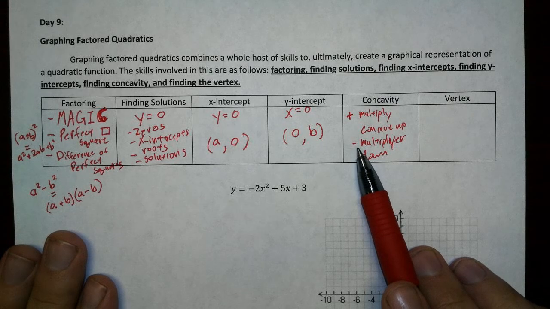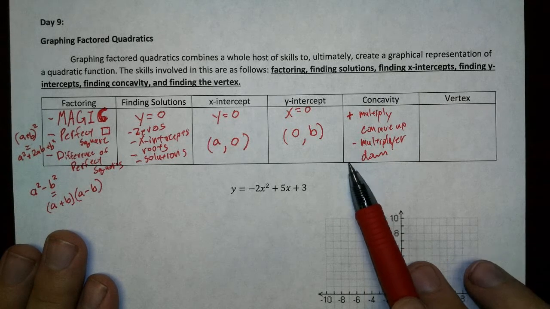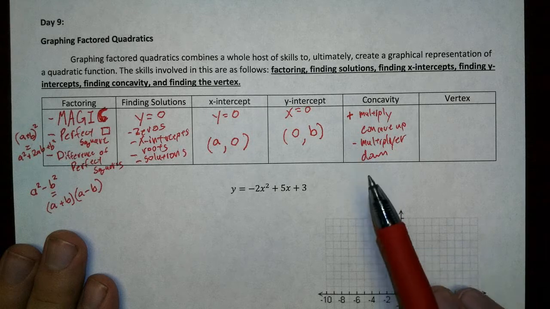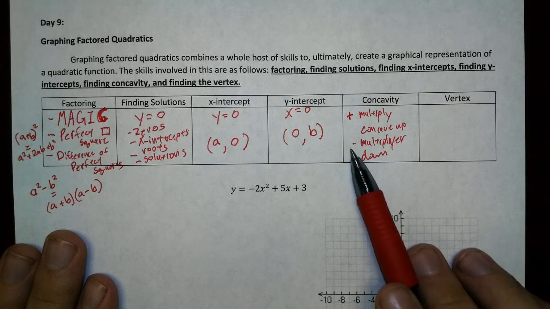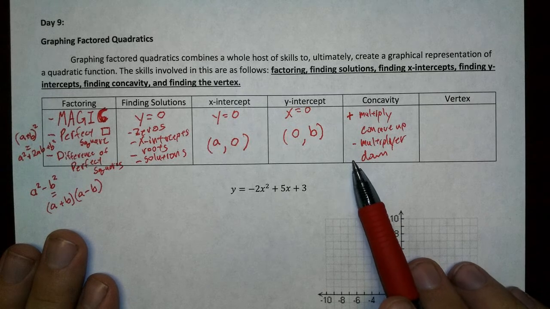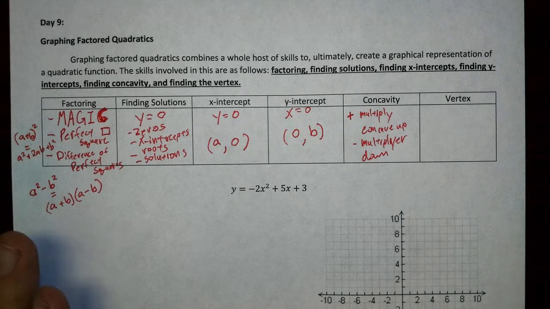So if it's in vertex form, we want to look at the variable in front of our square term. If it's standard form, we want to look at the first term, the x squared term. That term is always going to tell us about our concavity. Okay, now let's go ahead and talk about the vertex.